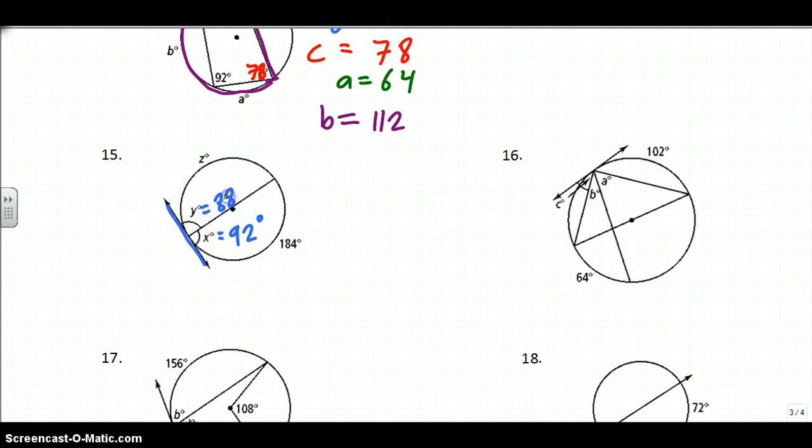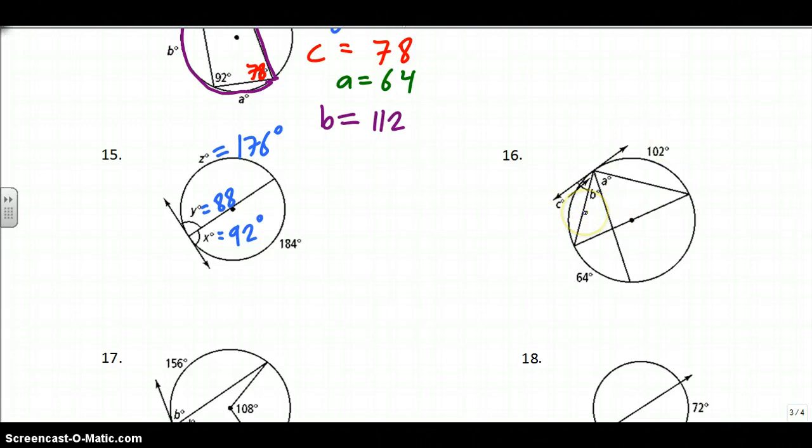So that means this is 88, because 88 plus 92 has to equal 180. And then I double 88 to get 176 for z. You might also notice that z and 184 have to add up to 360, and then you can cut it in half to get y. Okay, very, very straightforward things here.